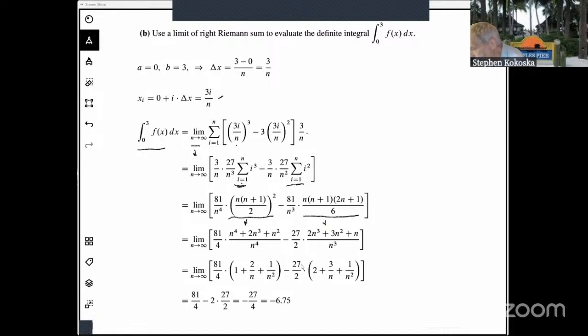Then I divided by the n to the 4th here. So I've got this expression, and now I'm going to let n go to infinity. As n goes to infinity, these expressions go to 0. I'm left with 81 over 4 minus 2 times 27 over 2, son of a gun, minus 6.75. That's a cool problem. We got a pretty good estimate, didn't we, with just 5, 6 subintervals? How about that?